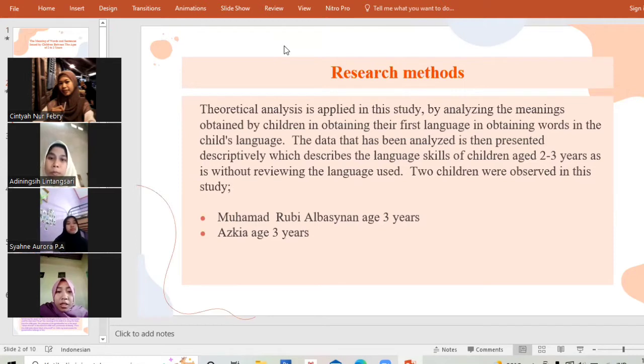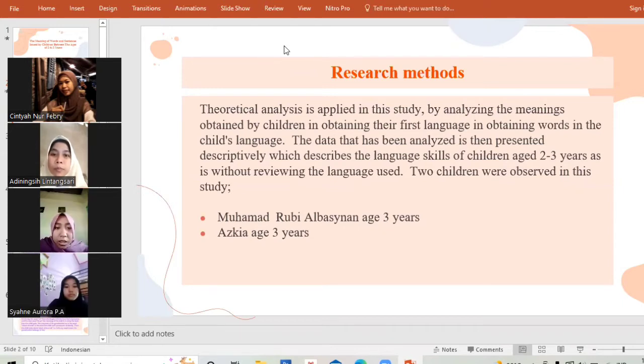Research methods. Theoretical analysis is applied in this study by analyzing the meanings obtained by children in obtaining their first language. In obtaining words in the child's language, the data that has been analyzed is then presented descriptively, which describes the language skill of children aged 2 until 3 years, as is, without refining the language use. Two children were observed in this study. The first child, Muhammad Ruby Al-Bashinan, age 3 years; the second, Askia, age 3 years. Next.